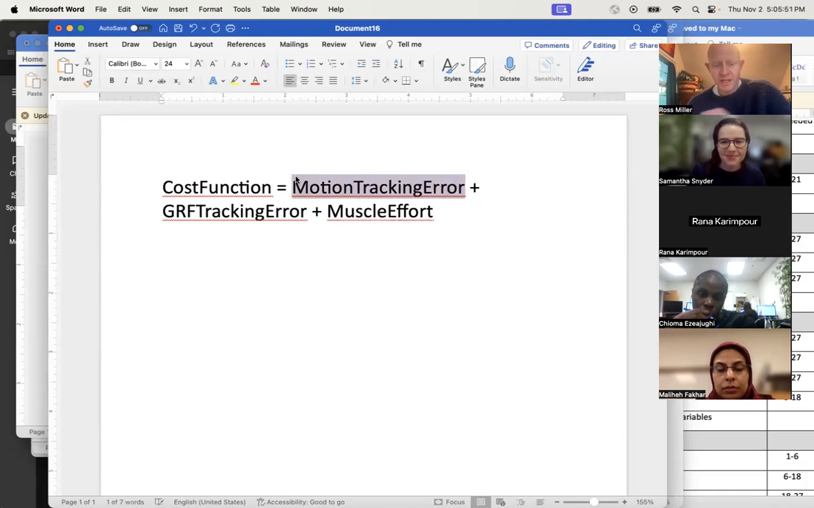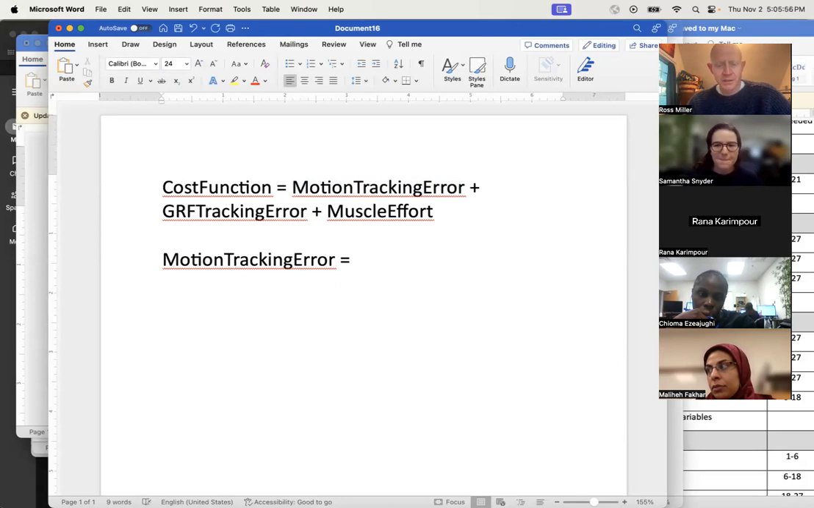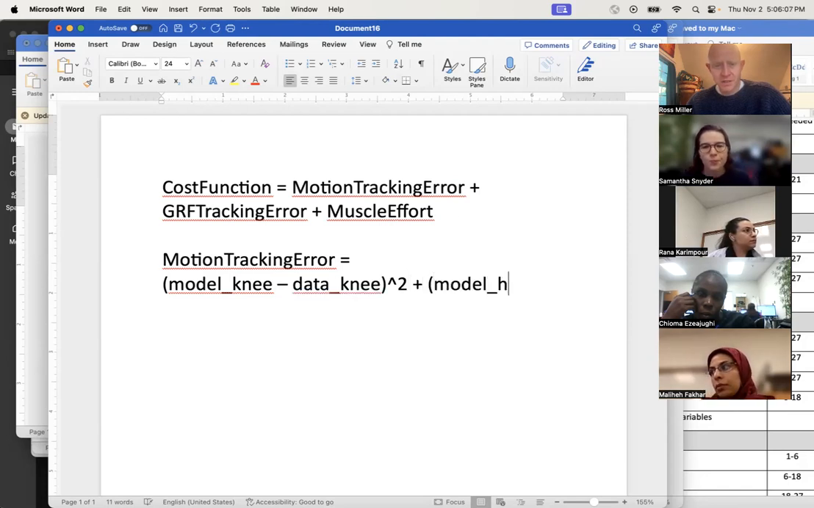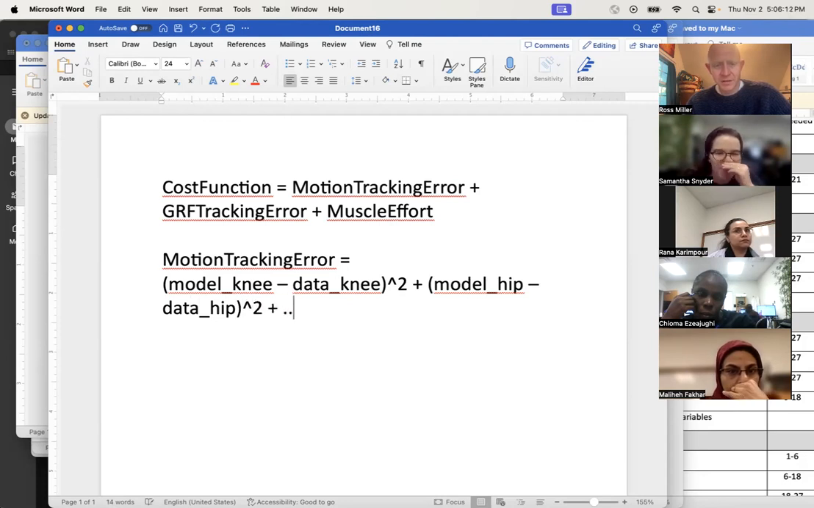In this motion tracking error, you can think of that as essentially being model knee angle minus data knee angle. Maybe you square that, plus model hip minus data hip. Maybe you square that. Think of something like that for all of the variables that you're tracking in the data compared to the model. And you can also think of your ground reaction force as being like that, right?